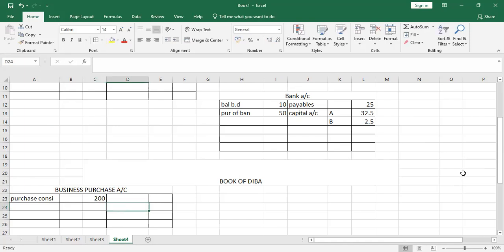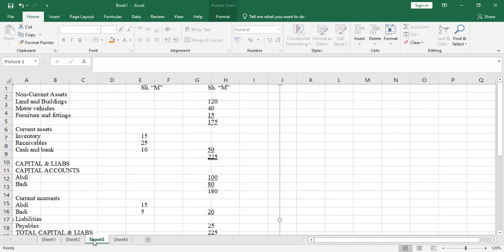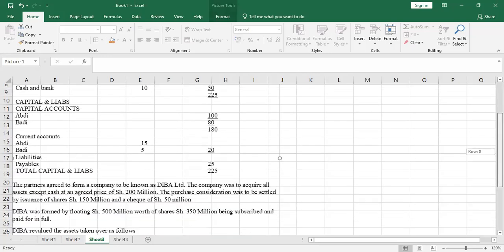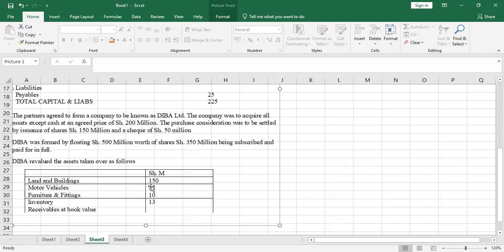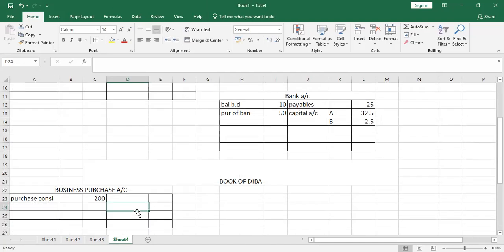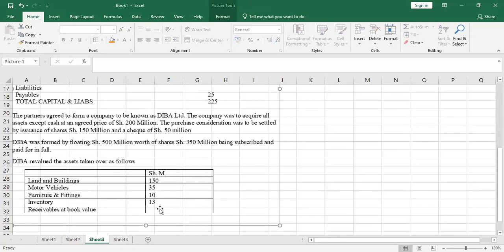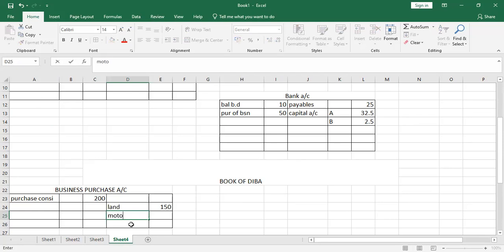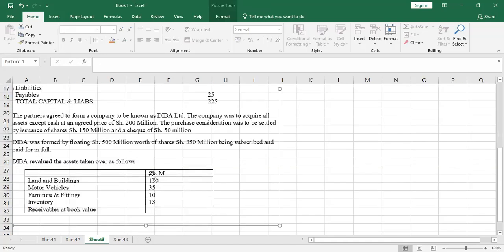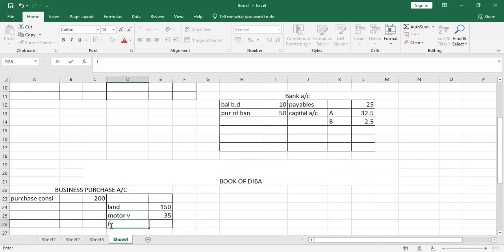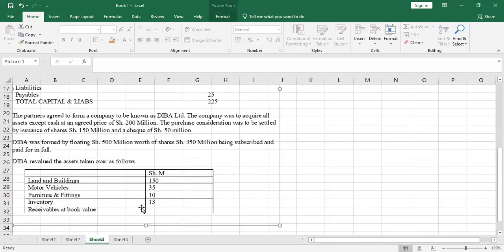What did they get in return? They got assets. And the assets that they got, they did not get them at the book values, except debtors. They got land, motor vehicles, buildings, inventory, and debtors. So what did they get in return? They got land at 150. Next is motor vehicles at 35. We are told they got furniture and fittings at 10.